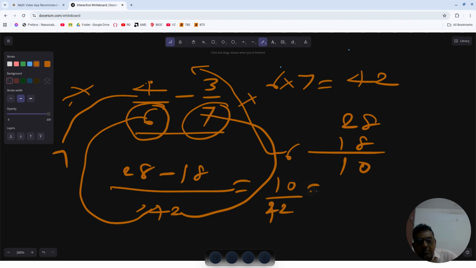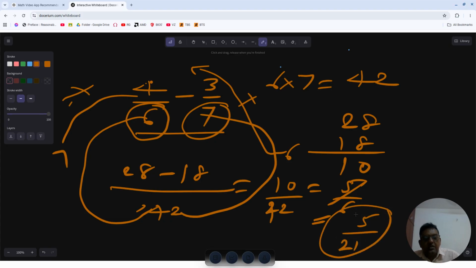Now 10 by 42, if you cancel by 5 or 2, you have 2 5s are 10 and 2 6... No, sorry. This is not the correct answer. You get 2 5s are 10, 2 21s are 42. So 5 by 21 is the answer.